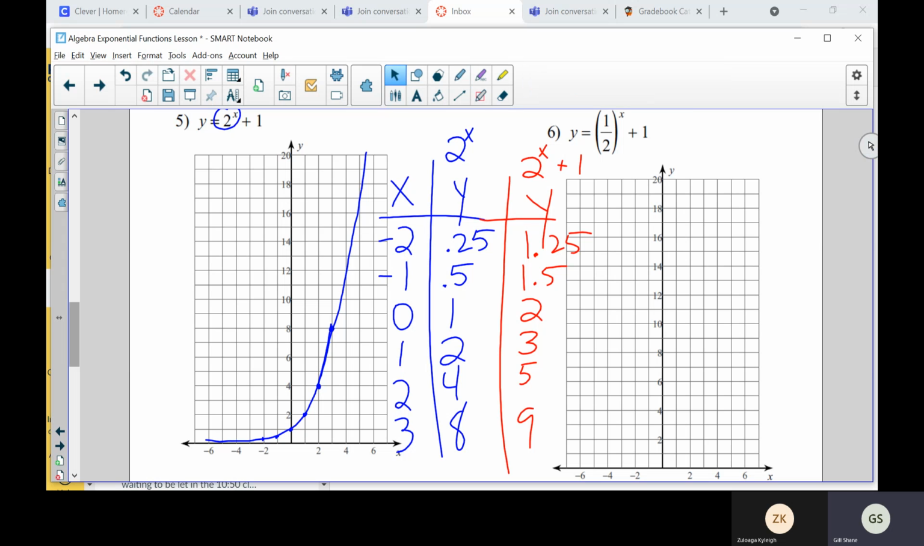I'm gonna go somewhere through that. So, I'm gonna do these in red. So 3 and 9 would be here. 2 and 5 would be there. 1 and 3 would be here. There. What would it be? -1 and 1.5. And then down there. All right, so now I'm going to draw this line.